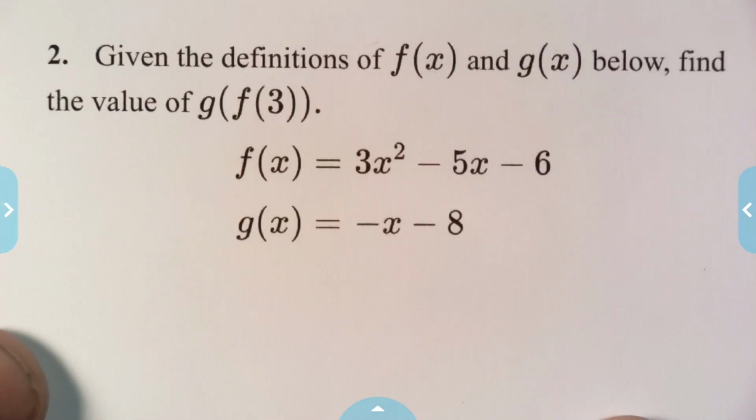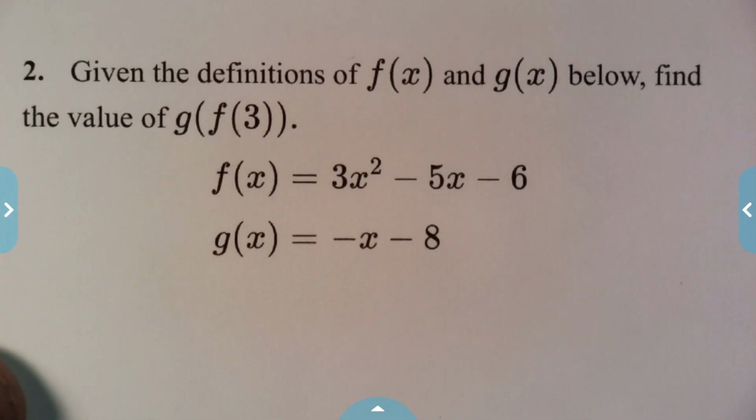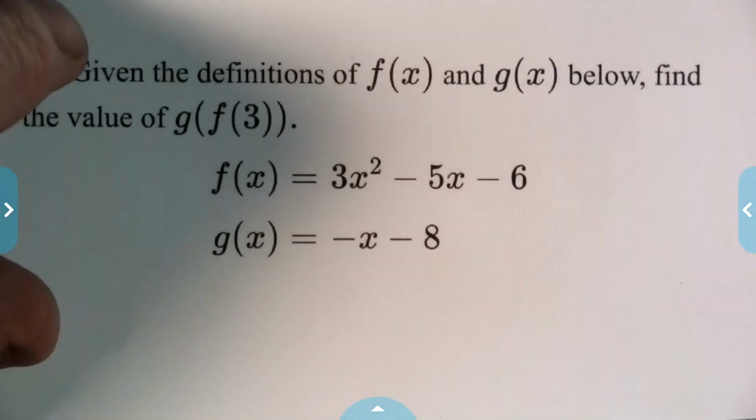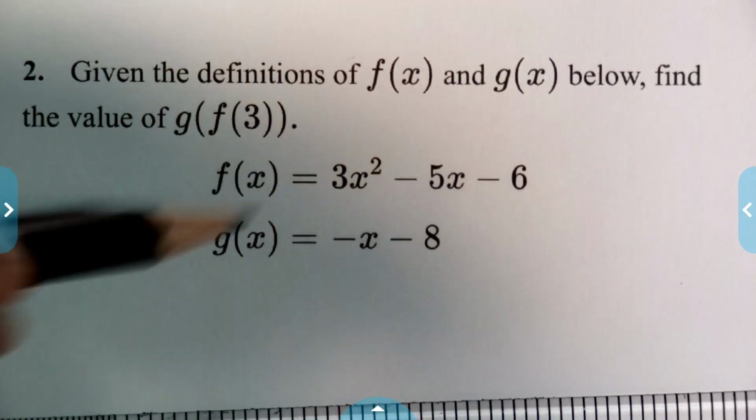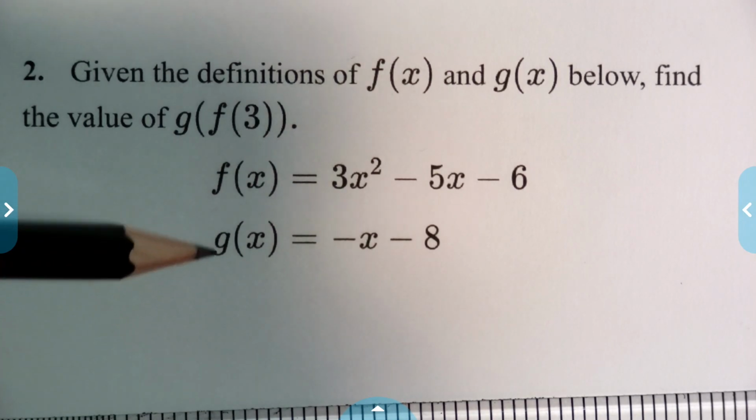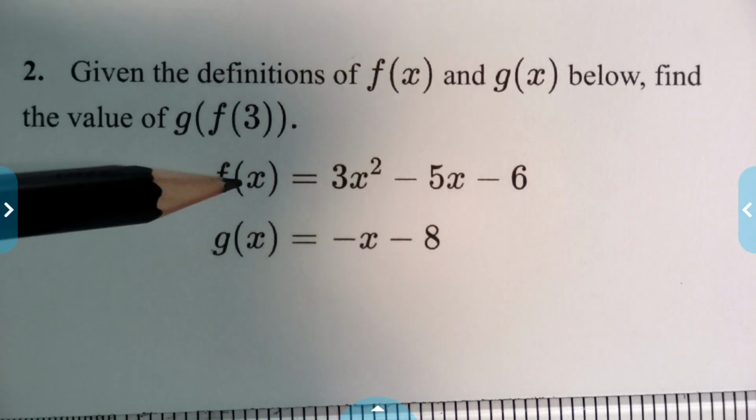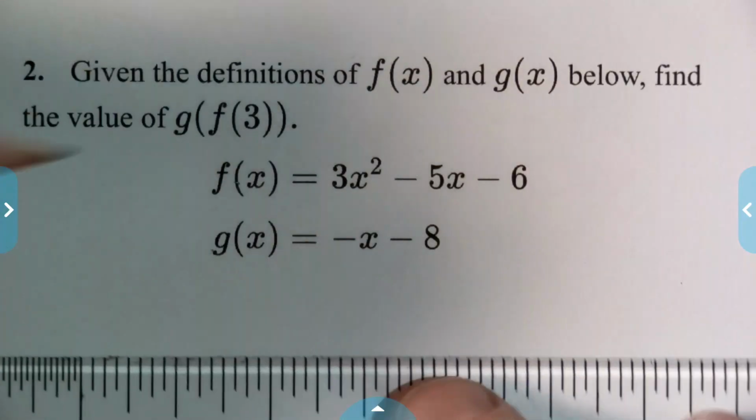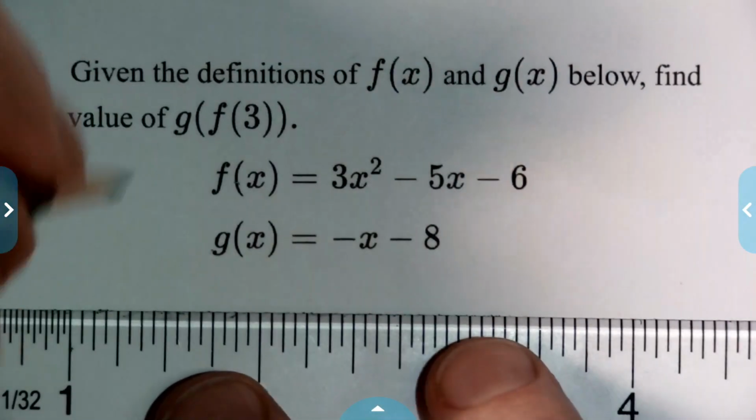Given the definitions of f of x and g of x below, find the value of g of f of 3. So again, it's g of f. That's the first step. Compose g and f in that order. G of f of x, okay?